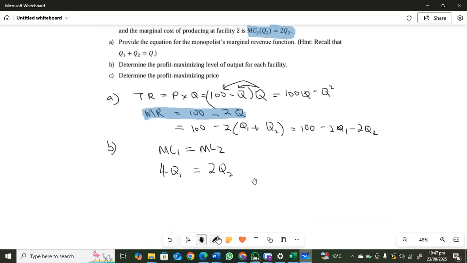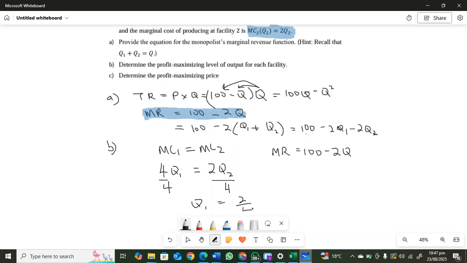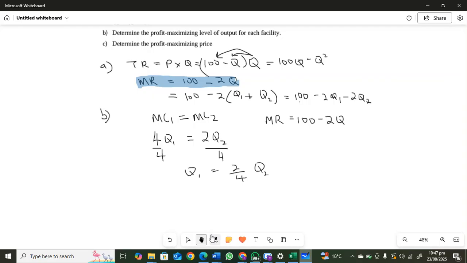Okay. Whilst we maintain here marginal revenue equals 100 minus 2Q. Okay. So let's express Q1 in terms of Q2. So we divide both sides by 4. So Q1 equals 2 over 4 Q2. 2 over 4, we can simplify it to 0.5. 2 divided by 4, that is 0.5. So we can say Q1 equals 0.5 Q2.